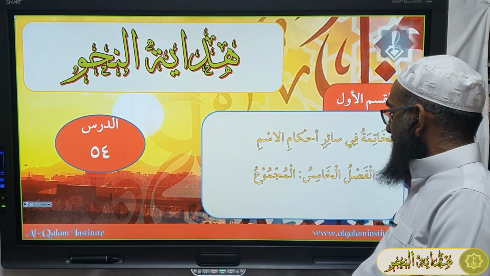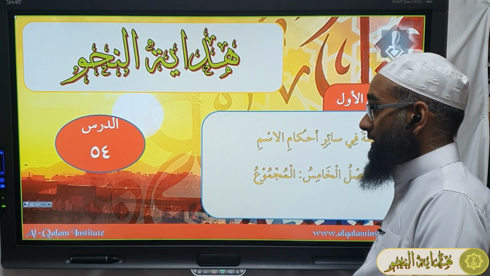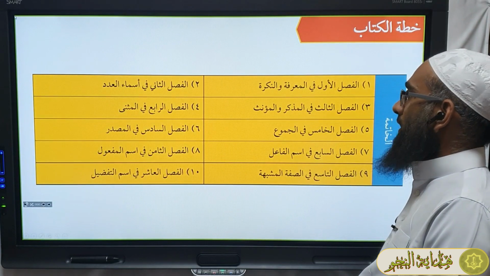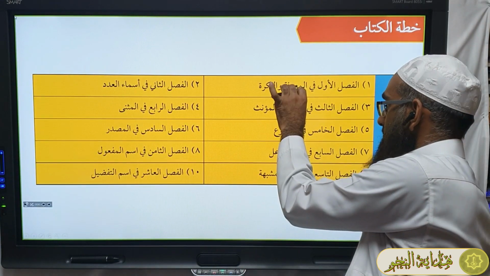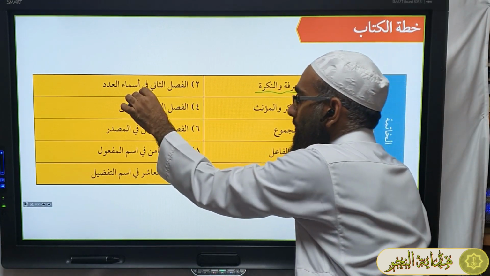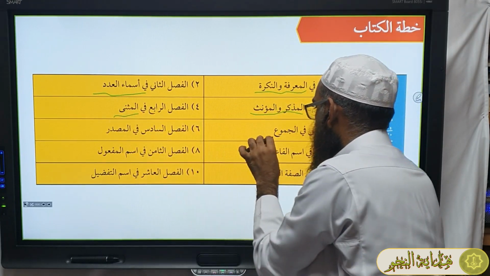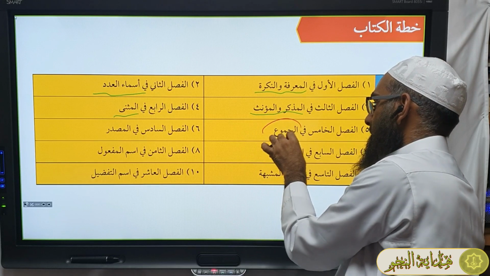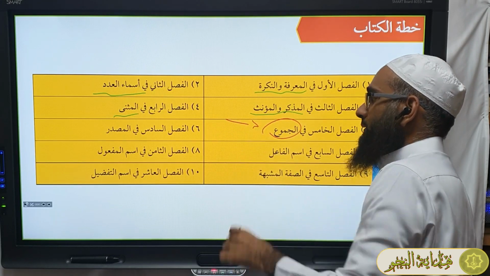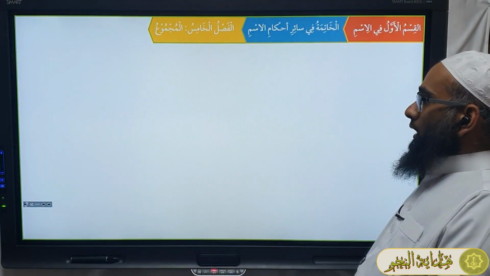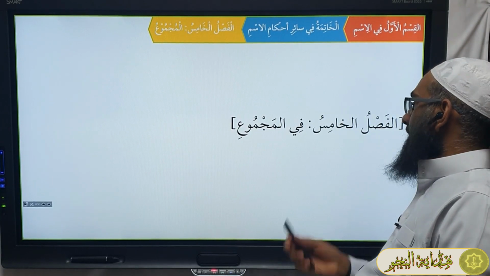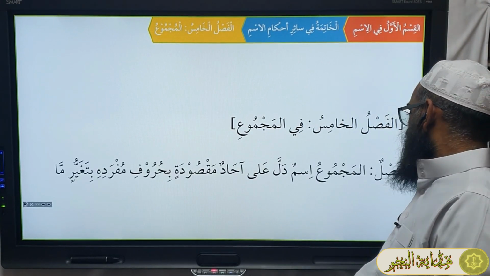Moving on to the fifth fasl regarding majmوع. We have finished معرفة النكرة, أسماء العدد, تذكير التأنيث, and المثنى. We are now on the مجموع, the plurals. So it says: الفصل الخامس في المجموع.